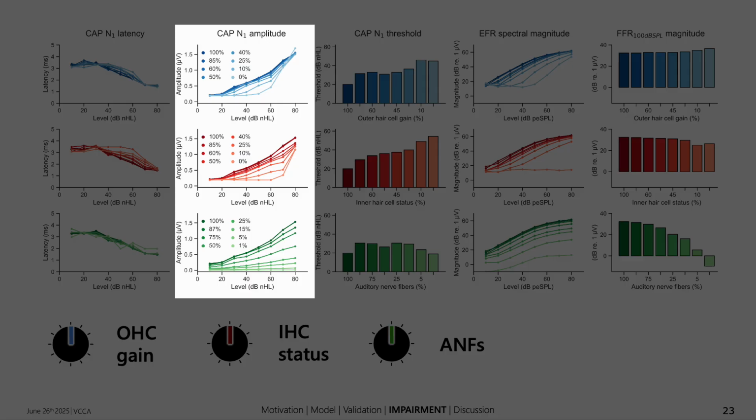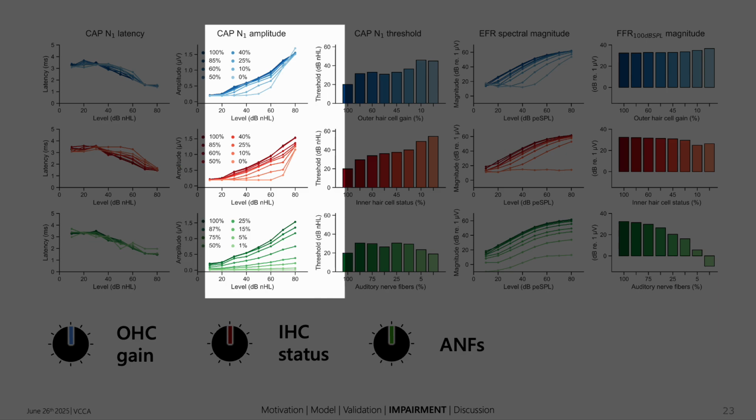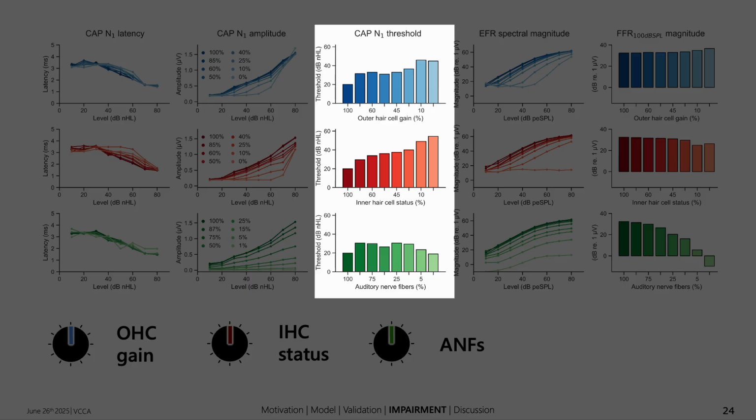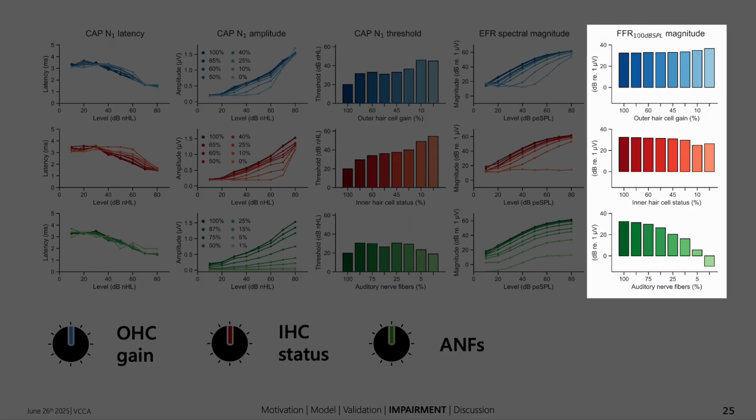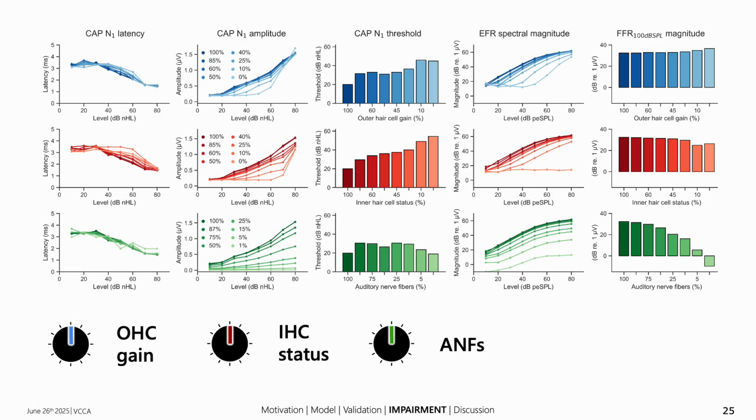For example, we can see that there are some differences between the hair cell amplitude response or growth functions compared to the auditory nerve fiber growth functions in green. This is reflected in the thresholds, where in blue and red the hair cell thresholds increase, whereas in green the auditory nerve fibers are quite flat. FFRs are quite robust to hair cell loss or damage, but quite sensitive to the loss of auditory nerve fibers.